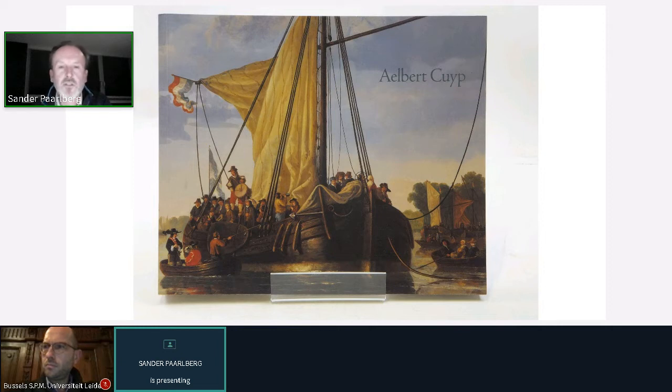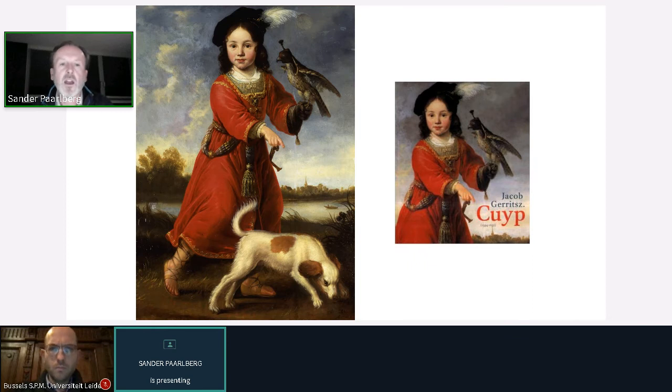And during the Amsterdam venue, which took place in 2002, the Dordrechts Museum decided to organize, to host an exhibition to coincide with this Amsterdam venue. So Aelbert Cuyp was in Amsterdam, and we decided to have an exhibition about Jacob Cuyp, his father and teacher, in the Dordrechts Museum. Here we can see the painting by Jacob Cuyp of Michiel Pompe van Slingeland as a 6-year-old boy, a very lively portrait.